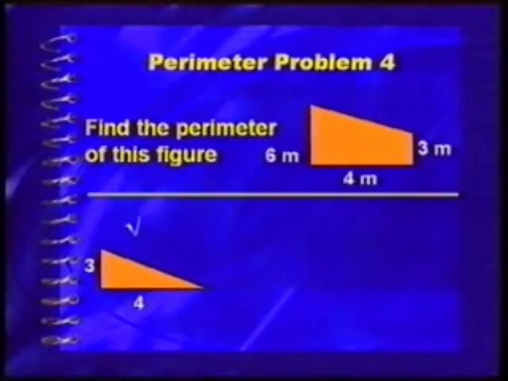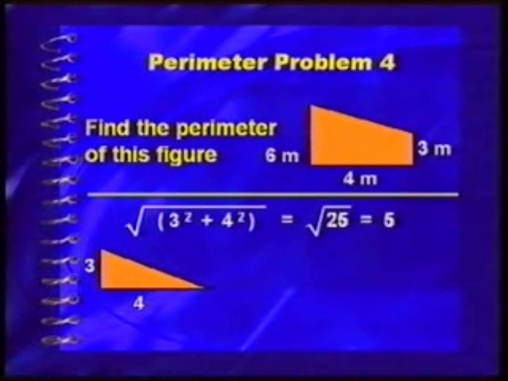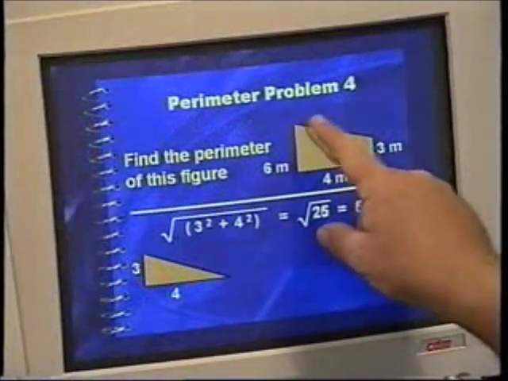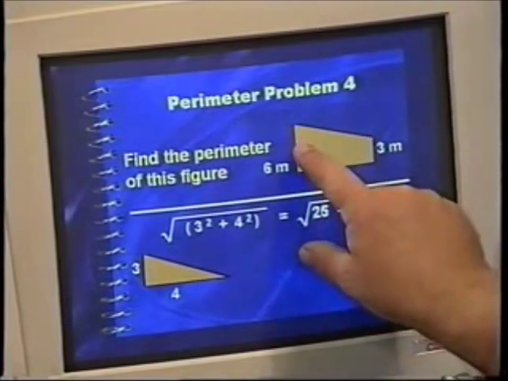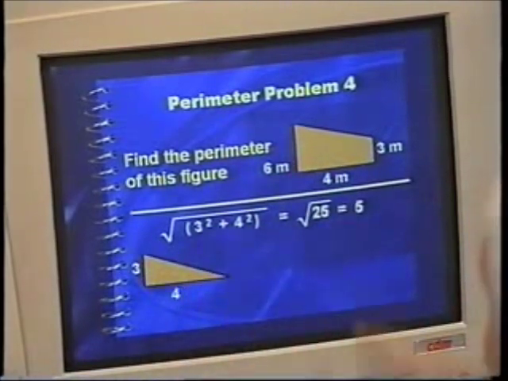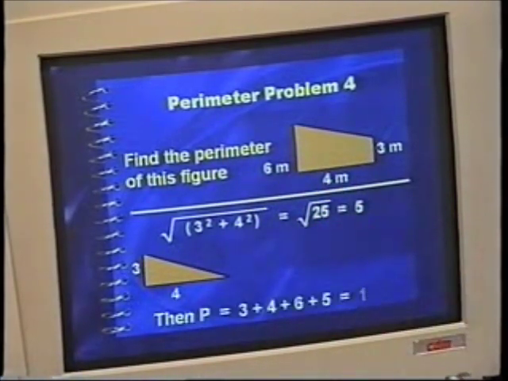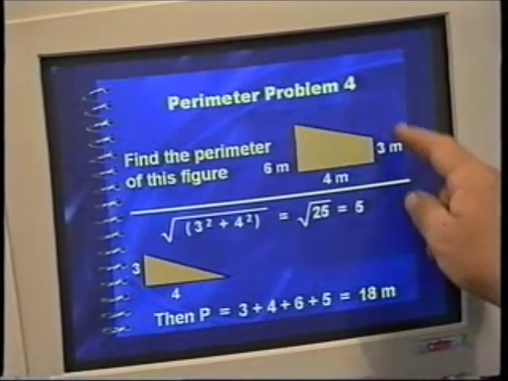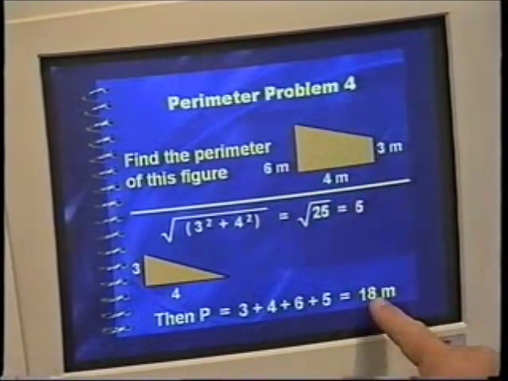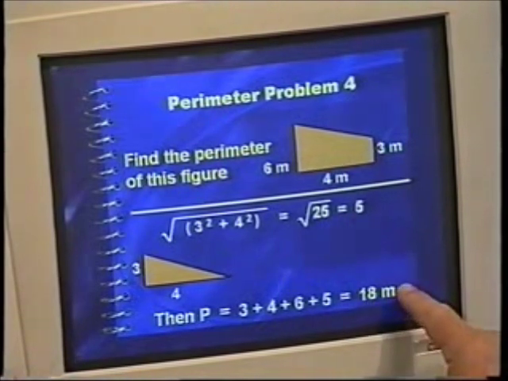In the last problem, we look at a so-called composite problem. Here we've got a trapezium. We can work out what the side there is by using Pythagoras, because if that's 3 meters, then that must be 3 meters. We've got that side as 4, so we know that the hypotenuse is 5, and then it's just a matter of adding 5 to 3 to 4 to 6 to get the perimeter as 18 meters. Careful again with those units.